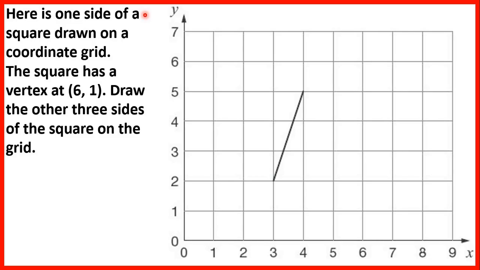Here is one side of a square drawn on a coordinates grid. The square has a vertex at 6, 1. Draw the other 3 sides of the square on the grid.